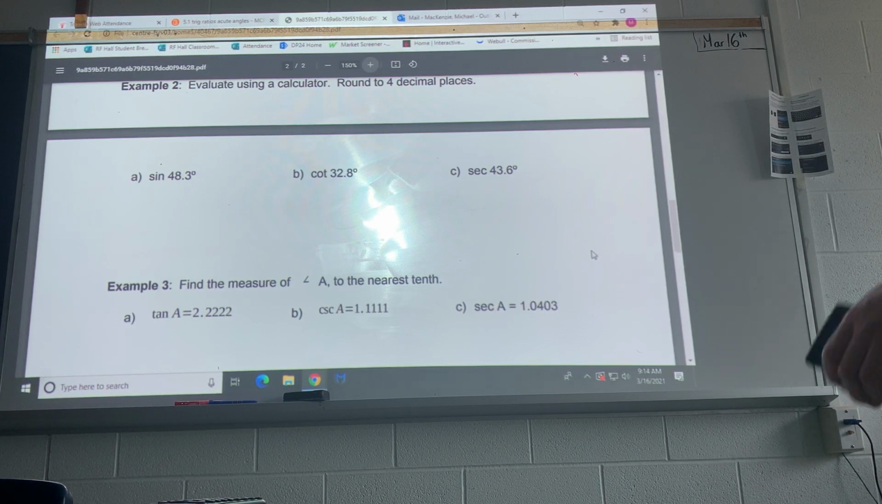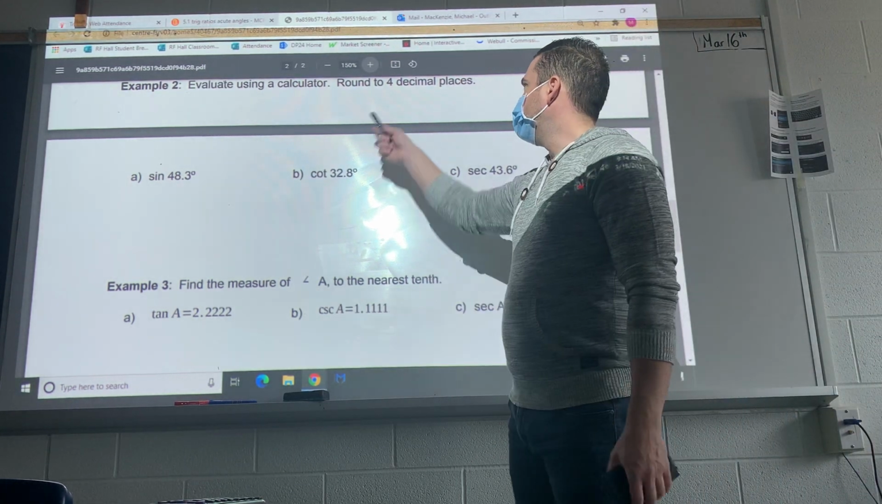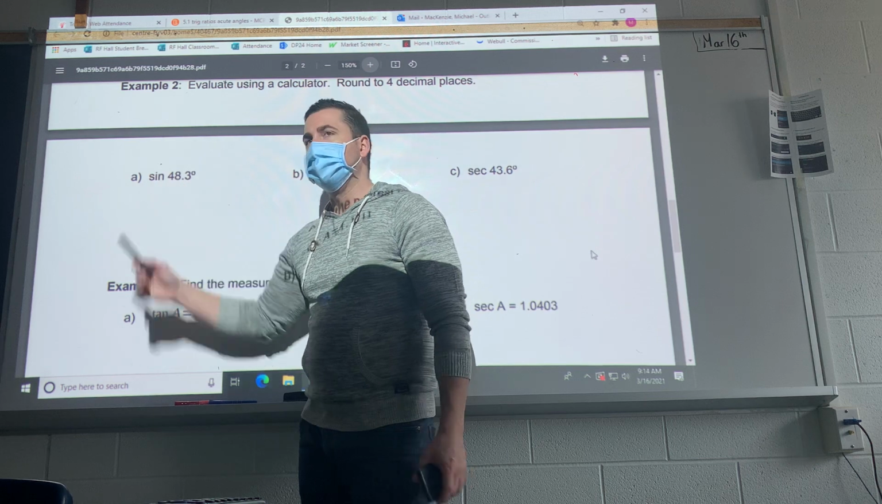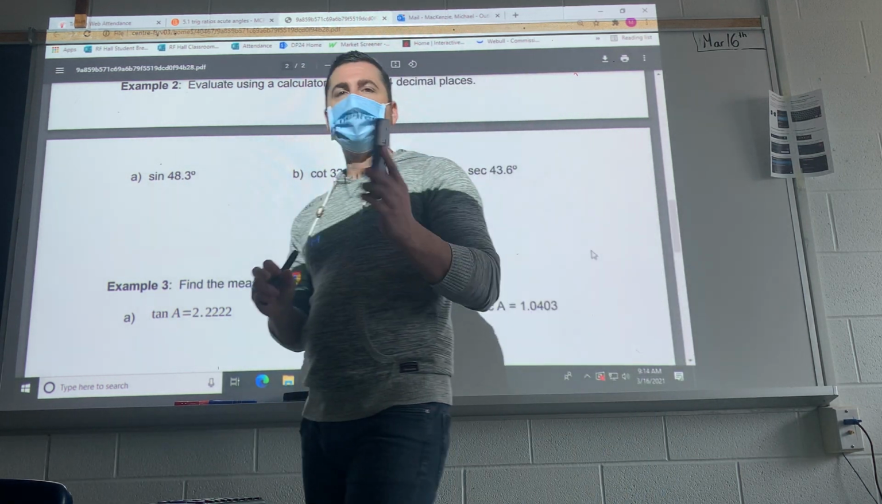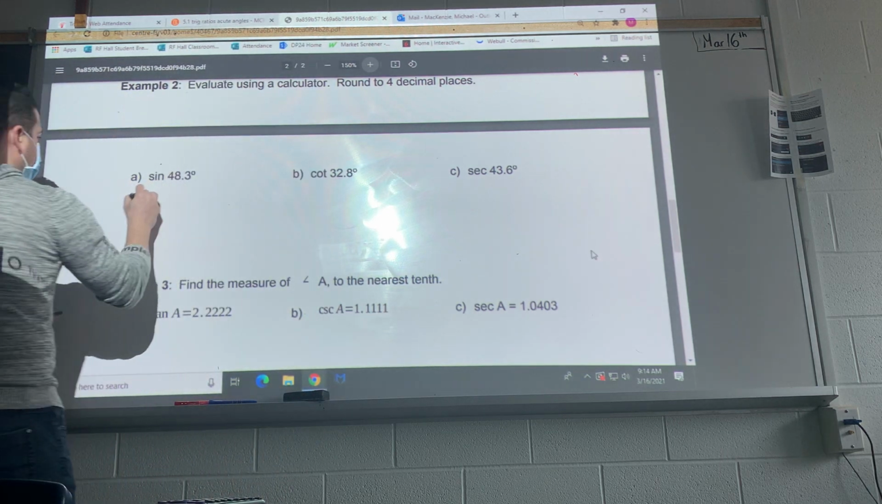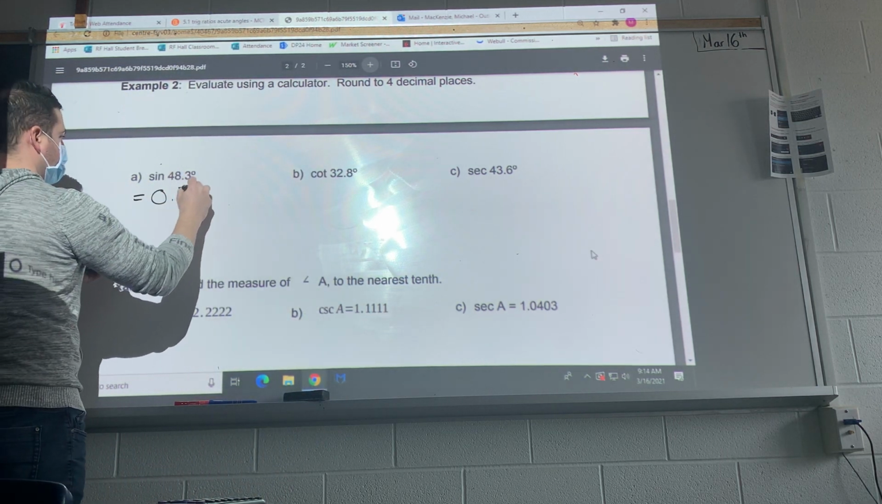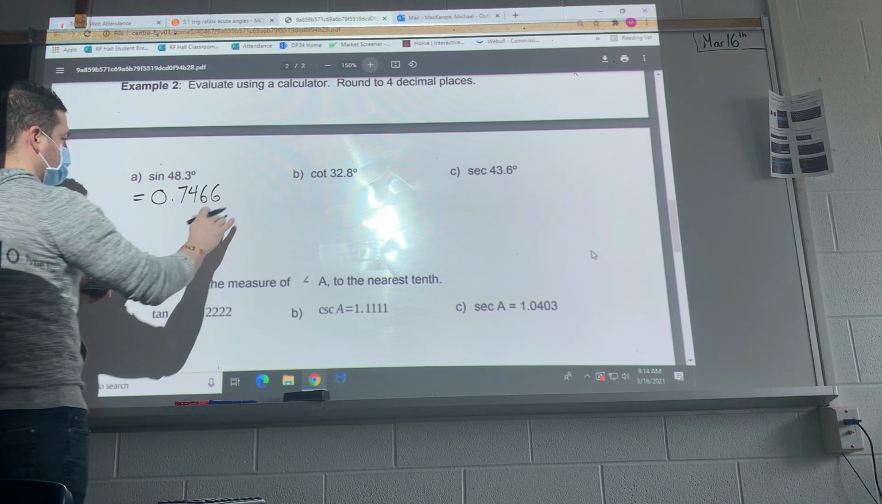Okay, so evaluate using calculator, round to 4 decimal places. So we're just going to plug this into our calculator. So sine 48.3, you just punch it in as is, and I get an answer of 0.7466.